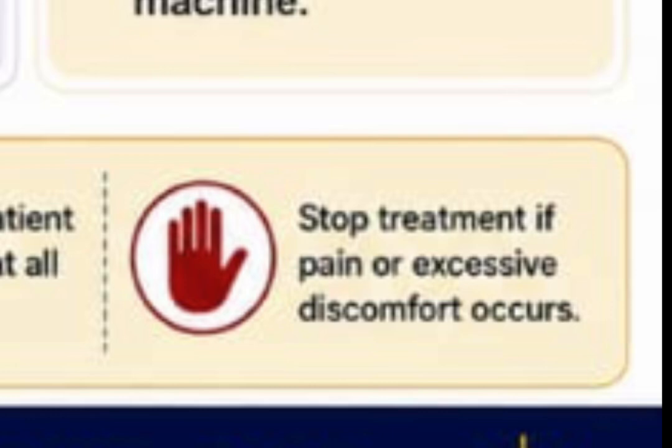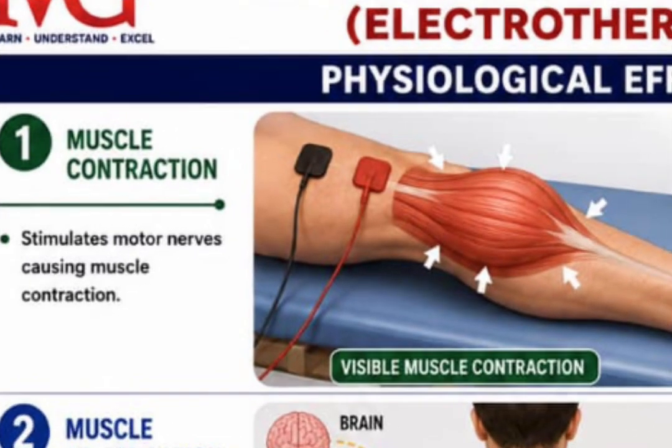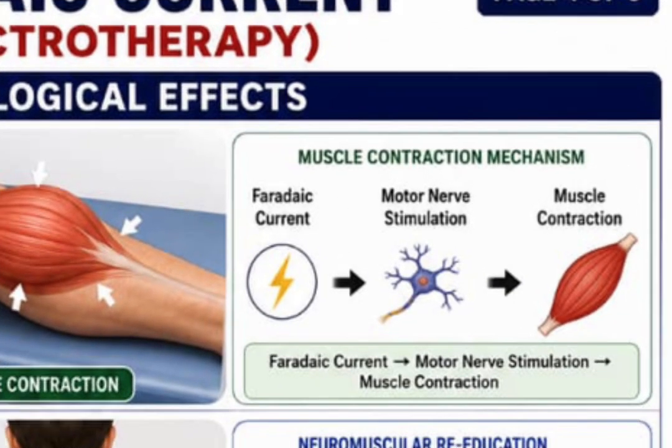So what is the physiological effect of this treatment? The first one is muscle contraction. Remember I said Faradic current, you stimulate the motor nerve. When you stimulate the motor nerve, there will be increase in neuromuscular transmission, and when there's increase in neuromuscular transmission, there will be increase in calcium, and calcium will cause contraction. Are you getting now? Faradic current produces motor nerve stimulation, and motor nerve stimulation produces muscle contraction. I've said it already.